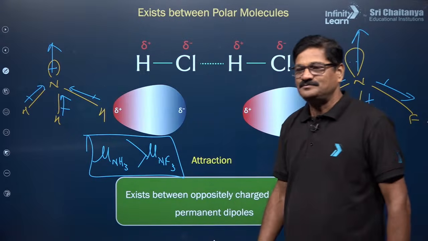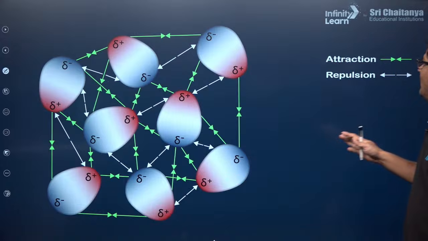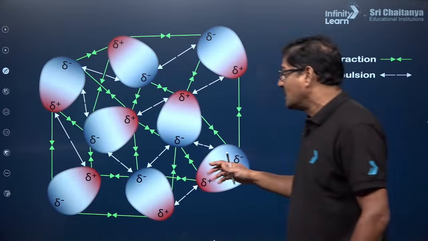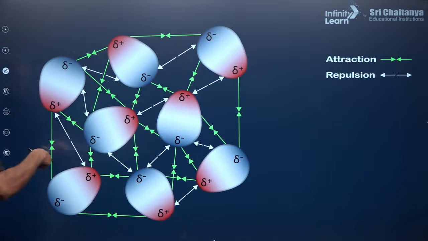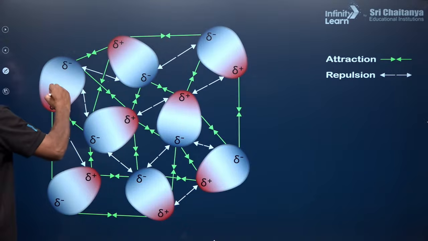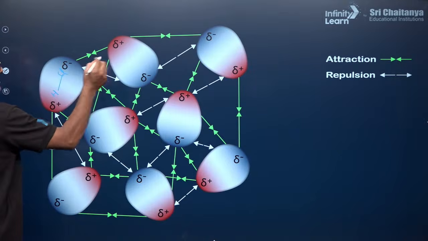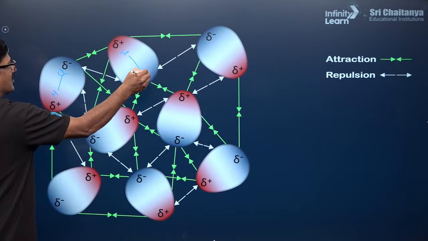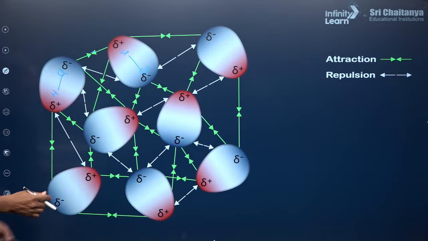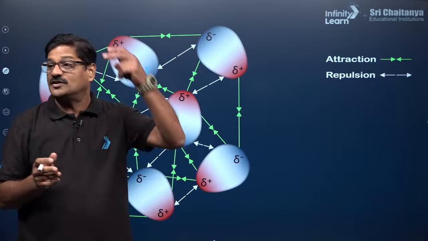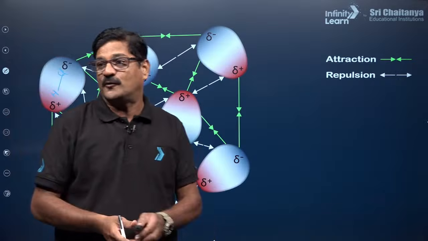Now moving ahead, attraction forces as well as repulsion forces will be there among the dipoles. Take HCl molecules, one next to another. Between them, attraction forces as well as repulsion forces are there. These are the magnitudes of the intermolecular forces.